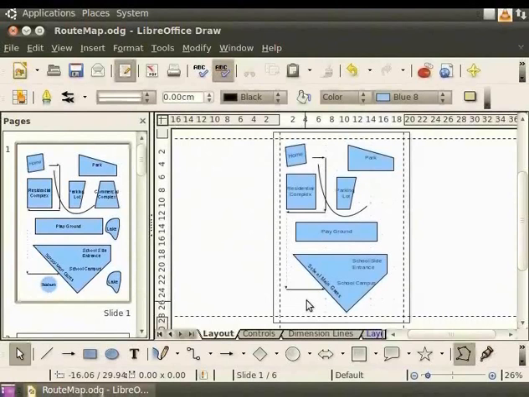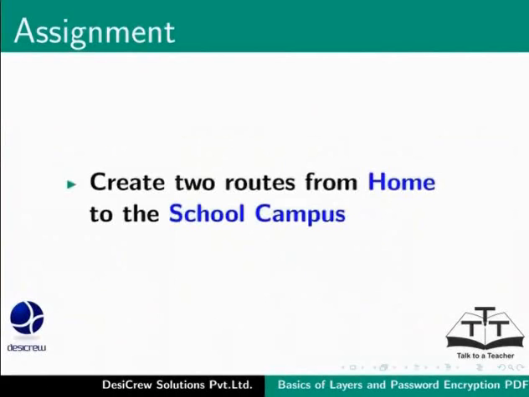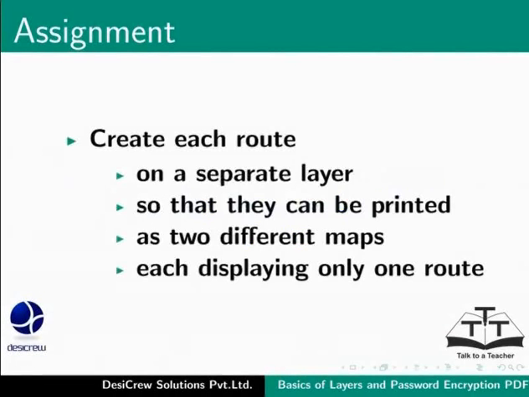We have our Map 2. In the same manner, we can create Map 3 also. Pause this tutorial and do this assignment. Create 2 routes from home to the school campus. In the route map drawing, create each route on a separate layer so that they can be printed as 2 different maps, each displaying only one route.